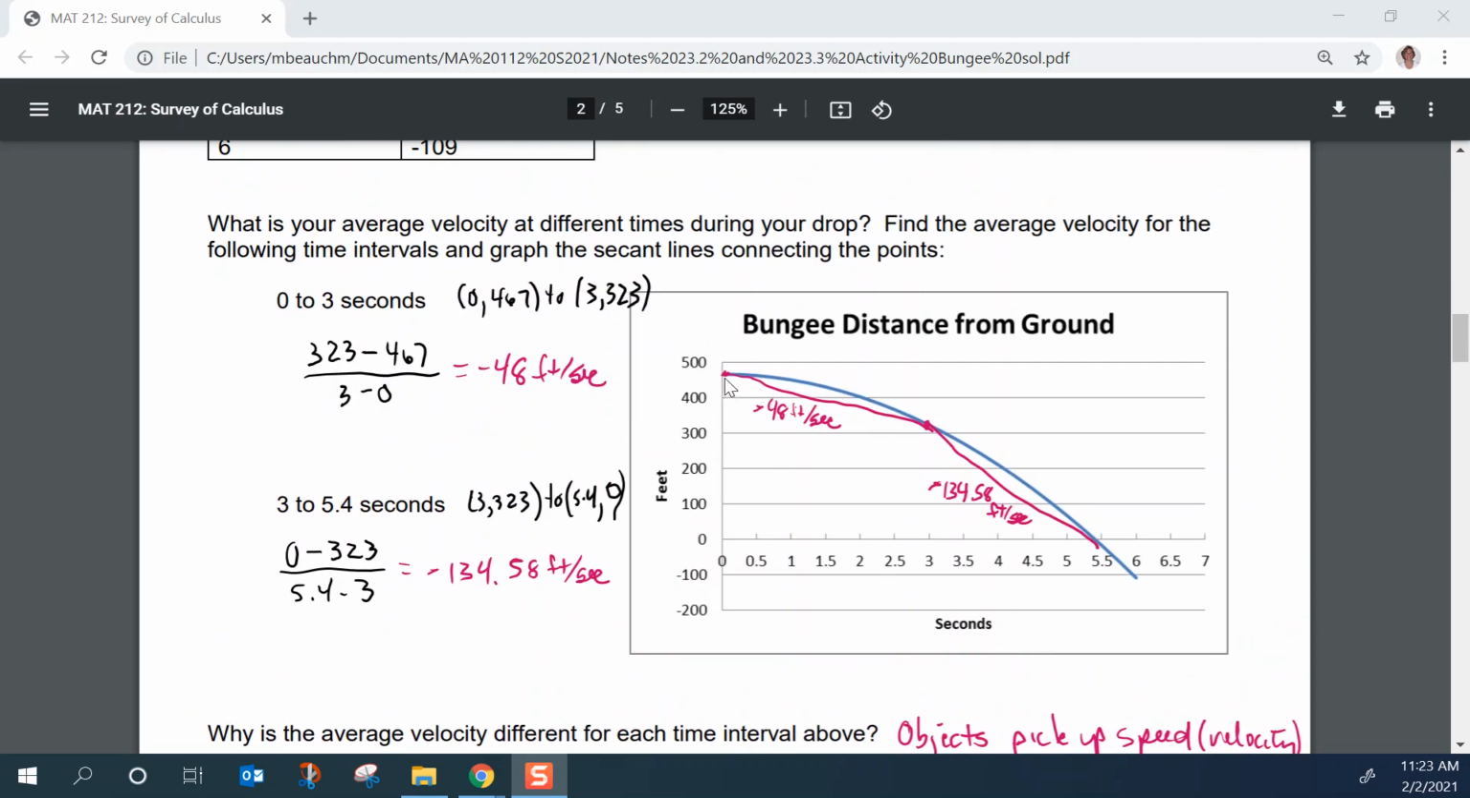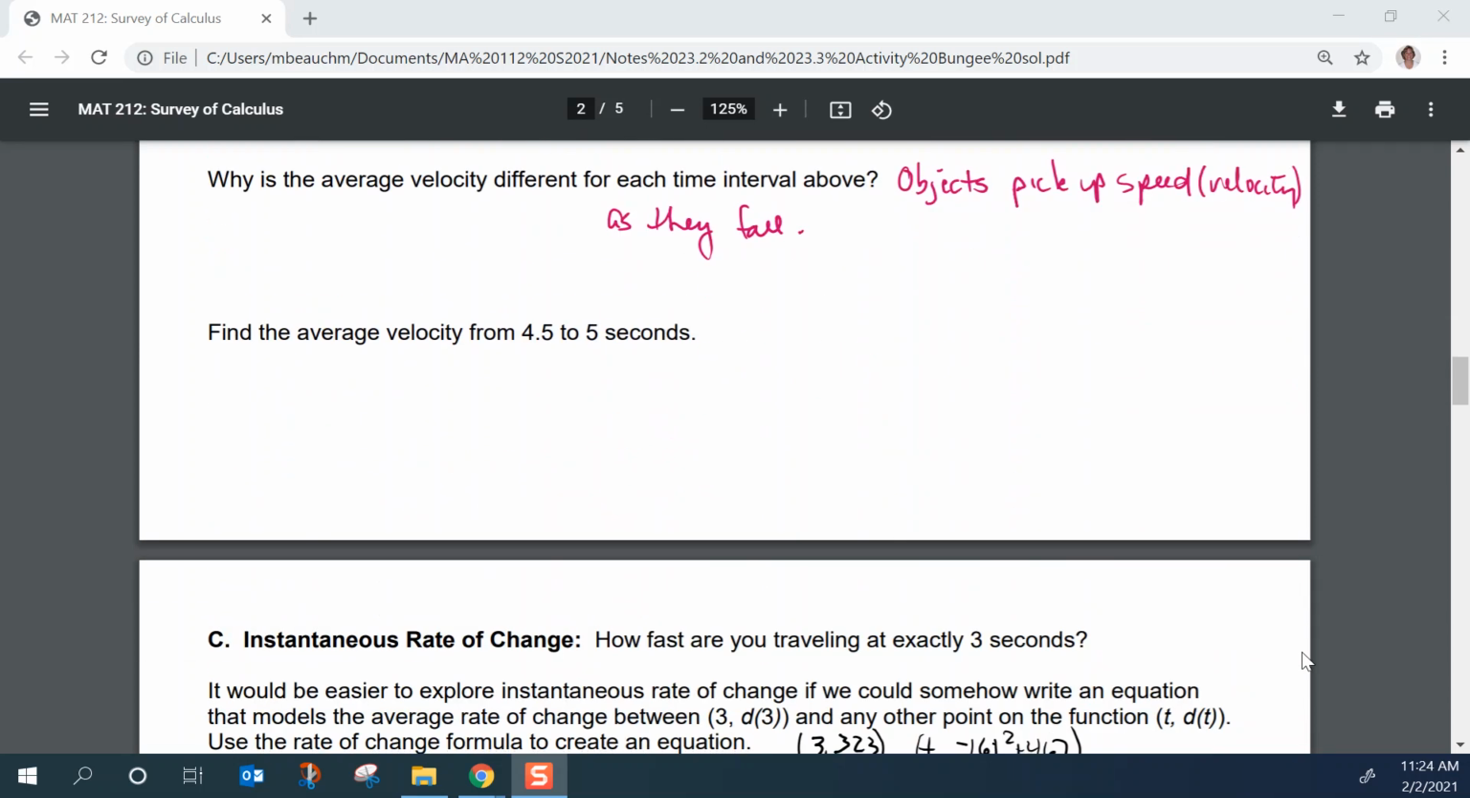What calculus will tell us is, what if I want to know how fast I was traveling at exactly 3 seconds? We can't find the slope of the line because it's a point with itself, and you'd end up with 0 over 0. So think of a line drawn, a tangent line drawn, right there at the coordinate 3, 323. Our goal is to find our instantaneous rate of change. So we need some more information.